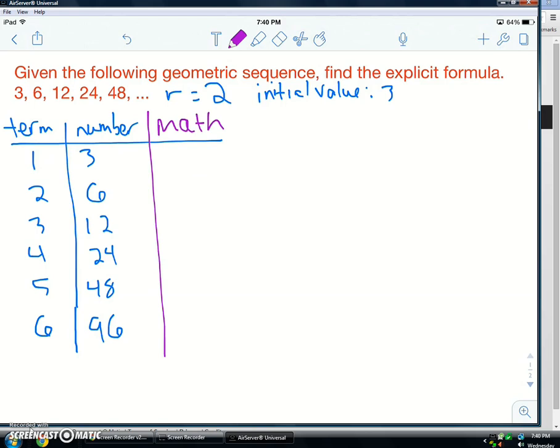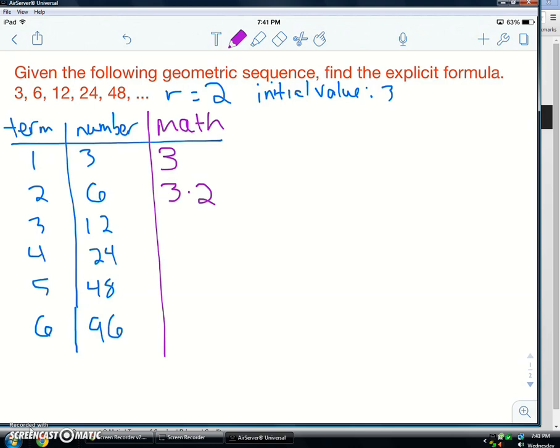Our first term is 3. Nothing too exciting on the first term. It's just 3. That's what it is. But then, to go from 3 to 6, we did something mathematically. We took the previous term, 3, and we multiplied by 2, and that's what gives us the 6. So 3 times 2 is 6. Hopefully you can see the connection there. Clearly 3 times 2 is 6.